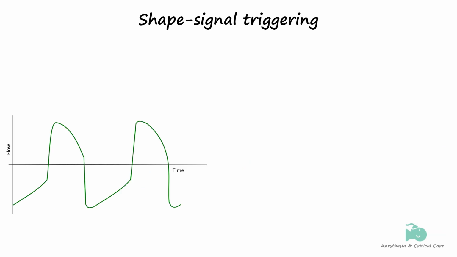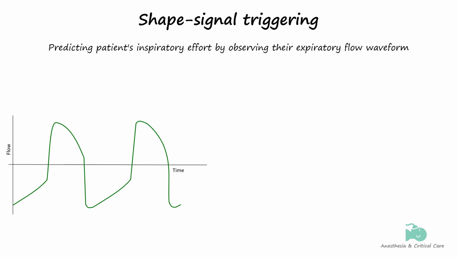Shape signal triggering is essentially a method of predicting the next patient's inspiratory effort by observing their expiratory flow waveform. In the waveform given, the green one depicts the patient flow time curve. We need to concentrate on the expiratory part of the waveform.